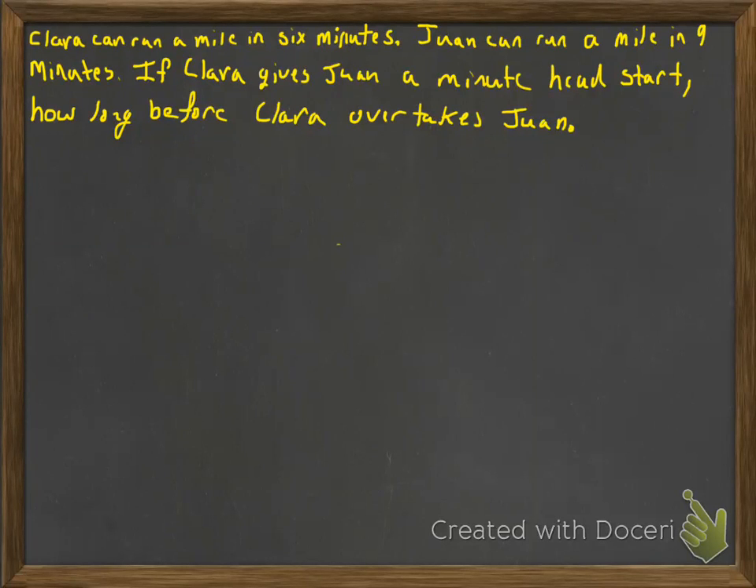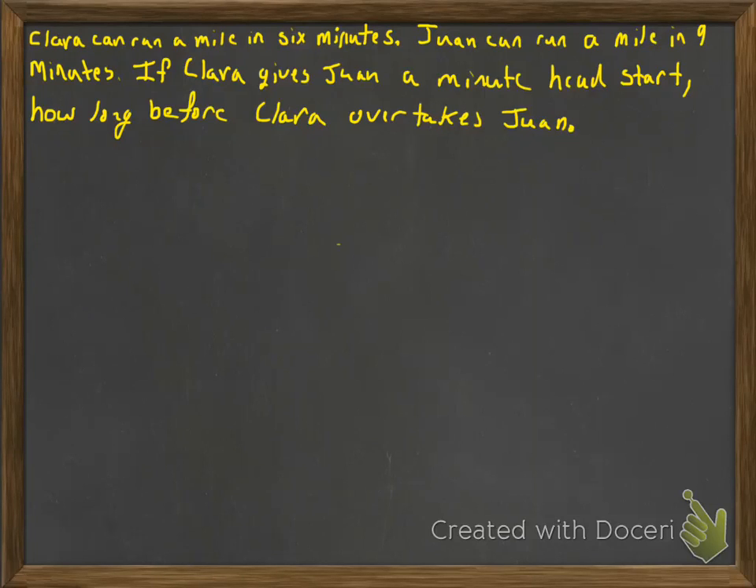Here's another example of a uniform motion problem, and it says that Clara can run a mile in 6 minutes. Juan can run a mile in 9 minutes. If Clara gives Juan a minute head start, how long before Clara overtakes Juan?